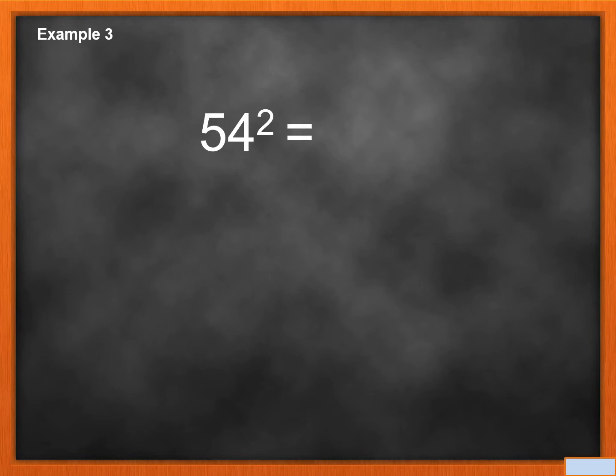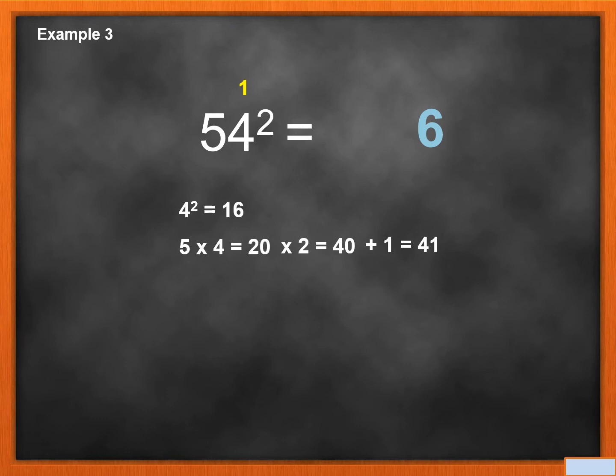Now let us have the third example. 54 squared. So square the units digit. 4 squared is equal to 16. Write down 6 and carry 1. Then multiply 5 and 4. This will give us 20, times 2 is equal to 40, plus 1 is equal to 41. Write 1 and carry 4. And finally, square the tens digit. 5 squared is equal to 25, plus 4 is equal to 29. Write 29. So 54 squared is equal to 2916.